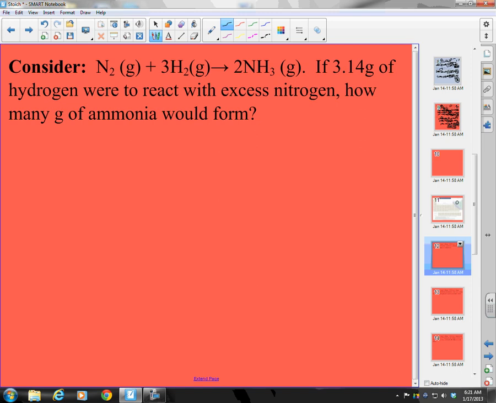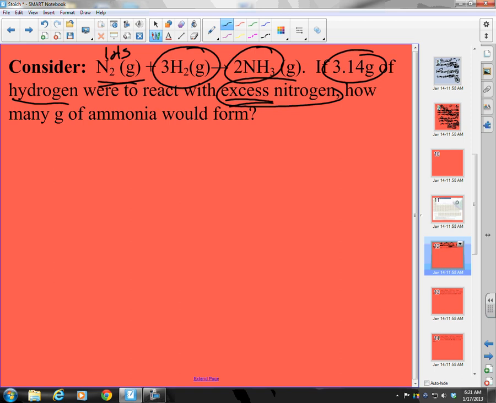Good. So what do we have going on here? I have 3.14 grams of hydrogen reacting with excess nitrogen, that means I have lots of this. I don't have to worry about it. I have more than enough, right? Whenever you see the word excess, that means you don't have to worry about that. We're really just focusing on this puppy right here. And we want to know what? How many grams of ammonia will form?